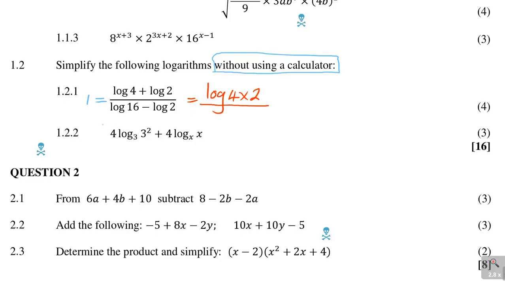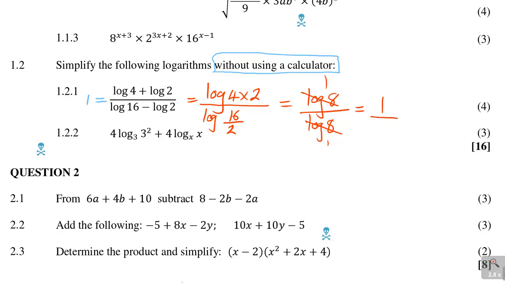And then it says when there is subtraction, you divide. So it will be log 16 over 2. That is the law of logarithms. And then when you do that, now log 4 times 2, it will be log 8 on top over, now log 16 divided by 2 is also log 8. So log 8 cancels log 8, and you get 1.